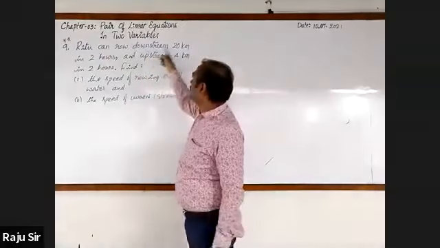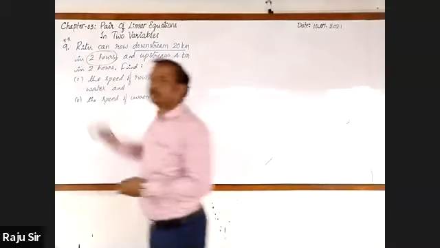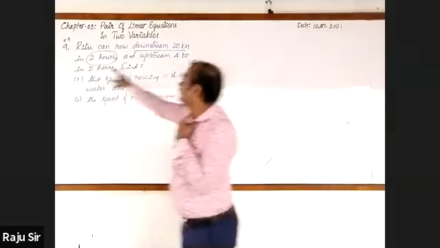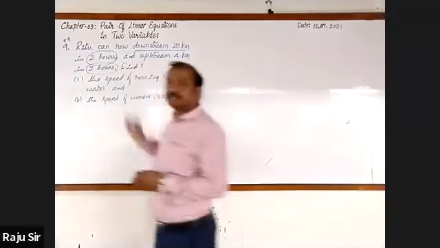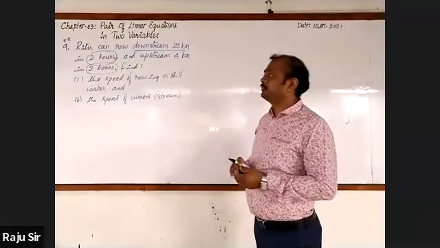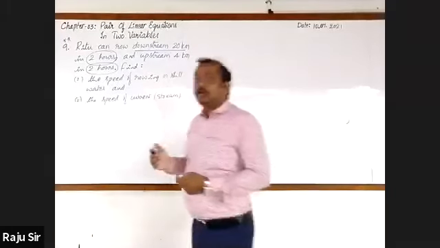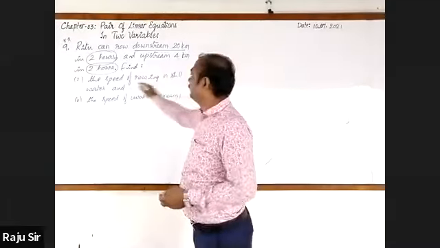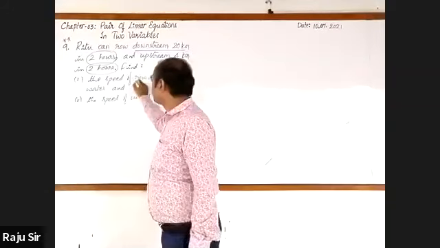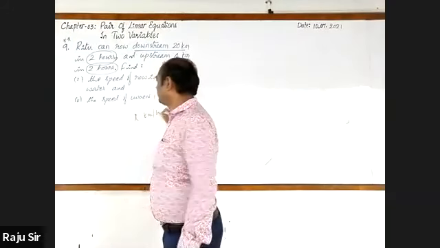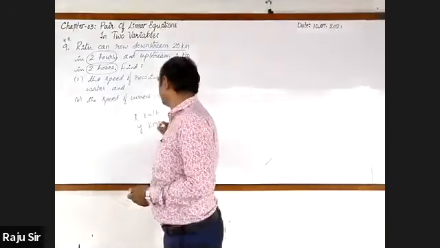Ritu can row downstream 20 kilometers in 2 hours and upstream 4 kilometers in another 2 hours. With this information, we have to find the speed of rowing in still water and the speed of the current. Assume the speed of rowing in still water as x kilometers per hour and the speed of running water, the stream, as y kilometers per hour.